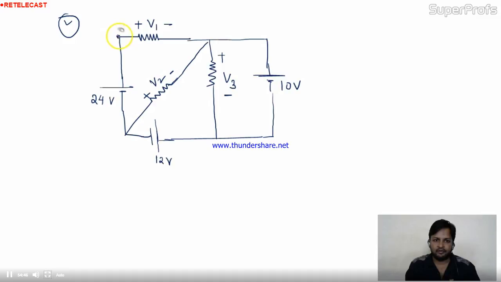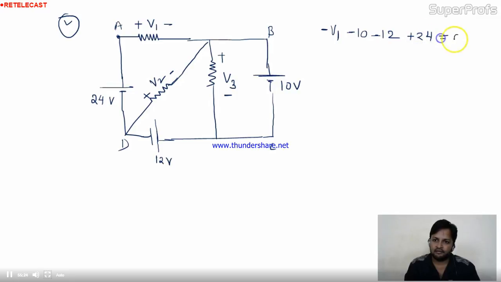How? See. From A I'm starting, and at A I'll come back. First I'm going in this direction, I'm getting minus V1. I'm writing the voltage equation because KVL is nothing but the voltage equation. So I'm getting minus V1. Again I keep going forward like this. I'm getting minus 10. Here minus 12. I have to go to A only. Here I'm getting 24. Okay, fine, 24.